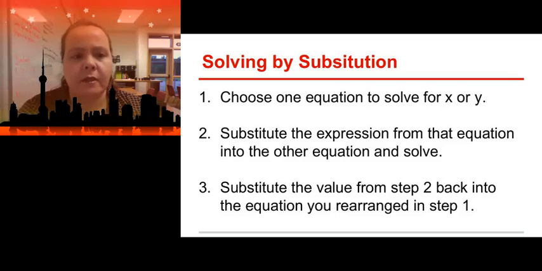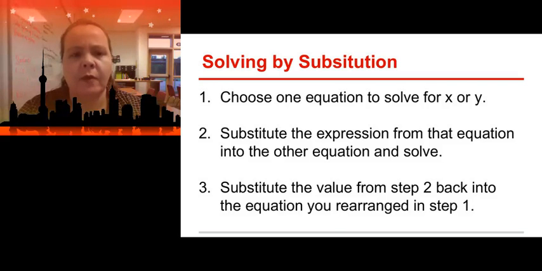The second thing you're going to do is substitute the expression from the equation you found in step 1 into the other equation that you did not rearrange and solve. Then you're going to substitute the value that you get in step 2 back into the equation you rearranged in step 1. Hopefully that'll make a little more sense as we go through an example.